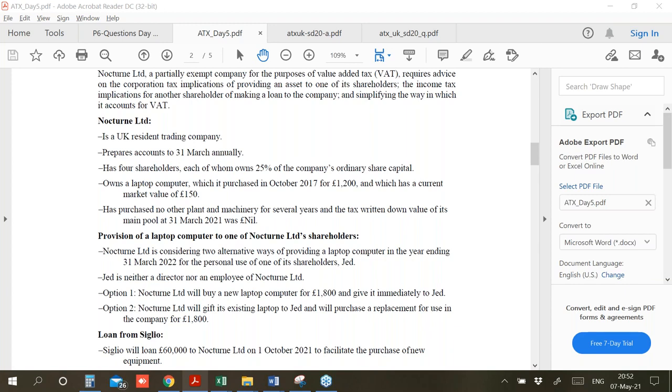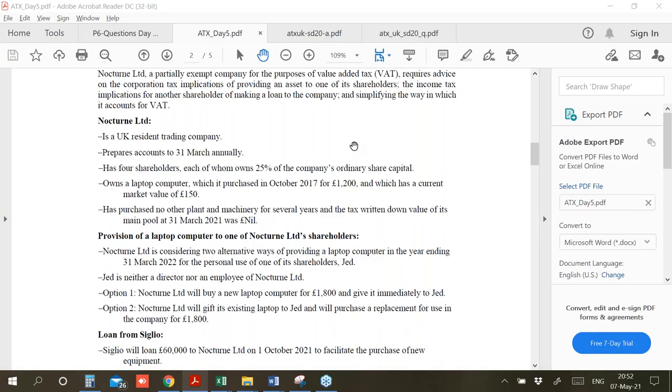Now, so you guys are right that it will be treated as a dividend. So now let's see what the other details are. Option 1: Nocturne Limited will buy a new laptop for 1800 and give it immediately to Jed. So I'll stop here and I'll analyze this option.